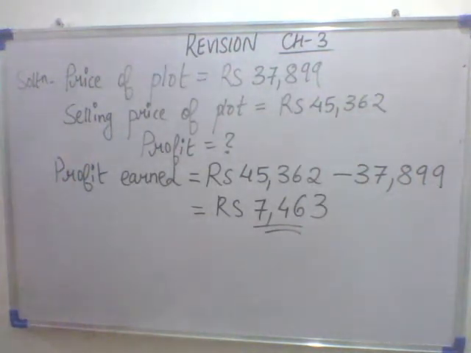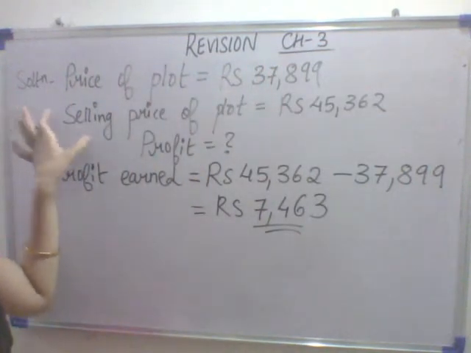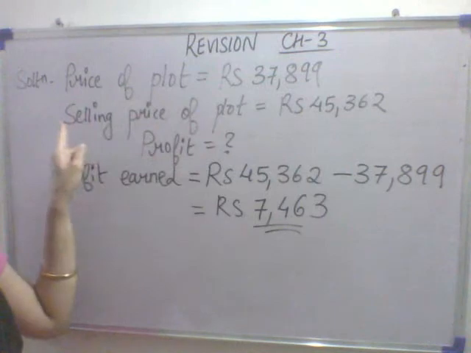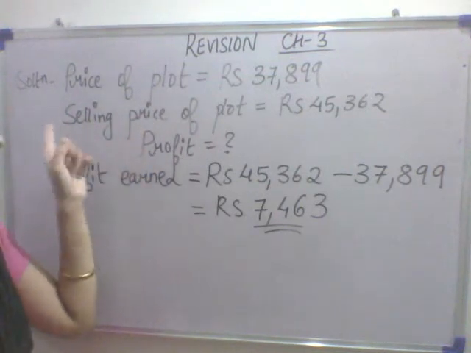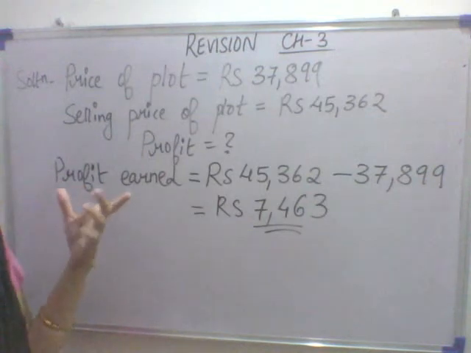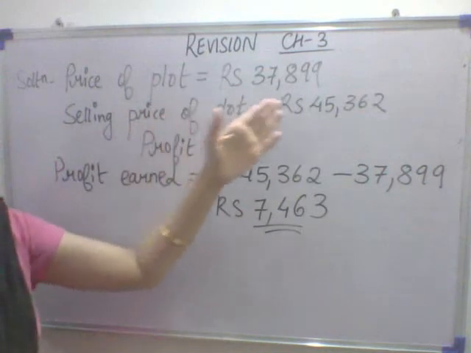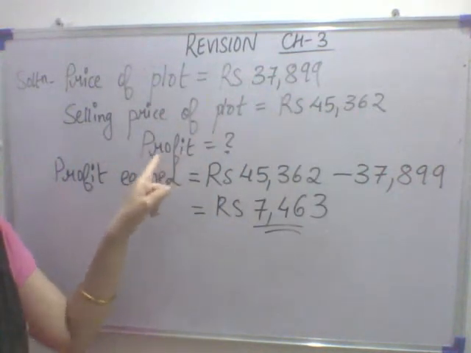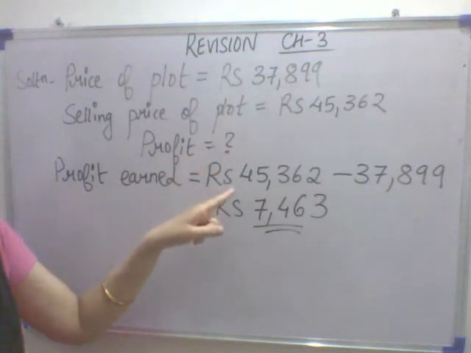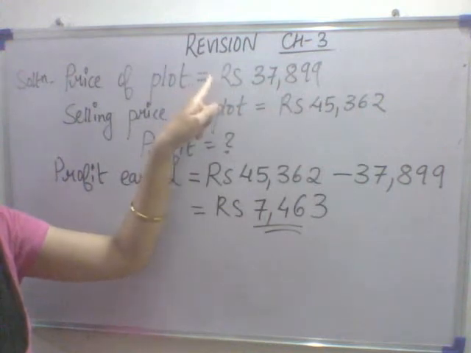So I am repeating again. In this question, the price of the plot is given. The man sold the plot, it means selling price, which is also given. Selling price means the amount for which he sold the plot. You have to find the profit. So you will be subtracting the price of the plot from the selling price.